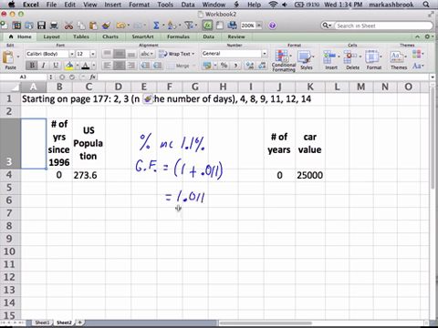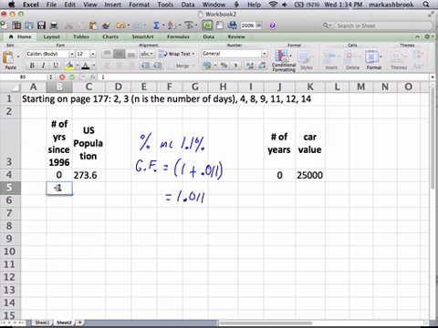1.011. What does the 1 represent? What you had before. That's what you had before. And then the 0.011 is the amount of change. And so that 0.011 corresponds right along with the 1.1%. Okay, so there's our growth factor. So how can I get the population then 1 year later? Based on our idea of exponential growth, how can I get this next population?